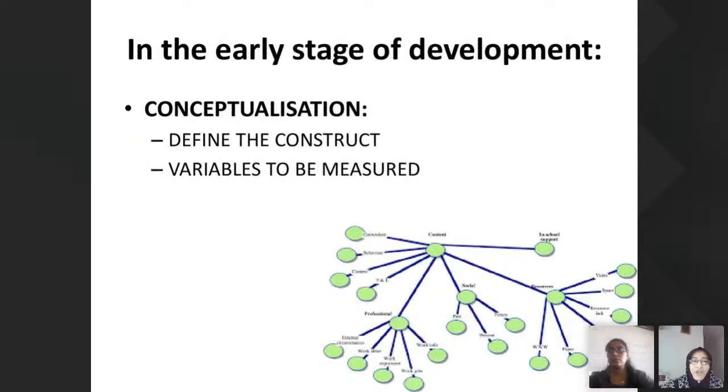Okay. So in the early stage of the development of the health instrument, we always have what we call conceptualization. What it means is that in our instrument, we should be able to define what the construct of our instrument will be. Is it based on only one variable, or do you have multiple types of variables? And these variables must be able to be measured.